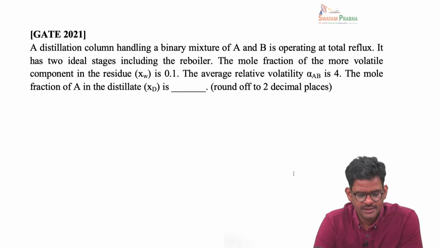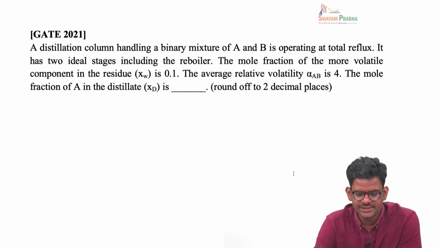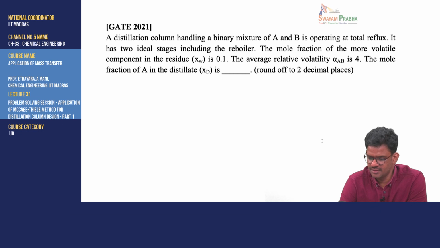So, in this problem, a distillation column handling a binary mixture of A and B is operating at total reflux. So, this is the continuous rectification or fractionating column operating under total reflux. It has two ideal stages including the reboiler. The mole fraction of the more volatile component in the residue is 0.1. The average relative volatility alpha is 4. The mole fraction of A in the distillate is to be found.